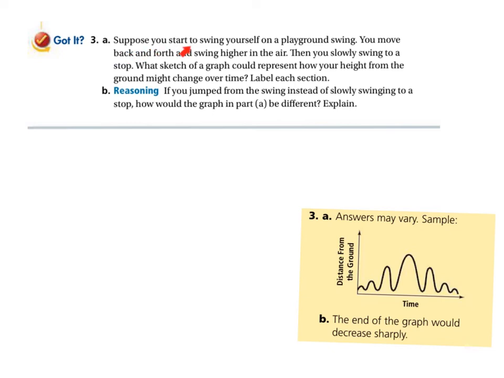Alrighty, suppose you start to swing yourself on a playground swing. You move back and forth and swing higher in the air, then slowly swing to a stop. Sketch a graph that represents how your height from the ground might change over time. Label each section. We'll take care of B here in a second. Let's do that real quick.